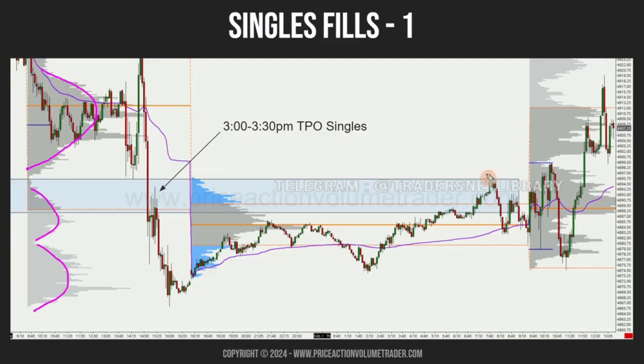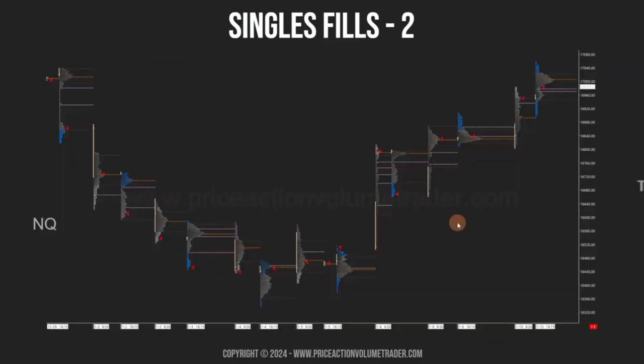over here. And then you can see how we got into the perfect fill from here, pretty much the point of release of this TPO, and then we filled it in into the overnight.